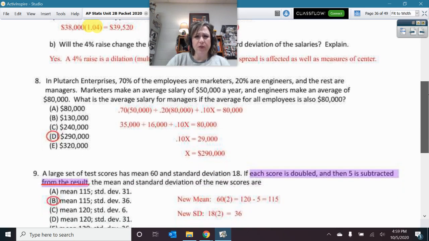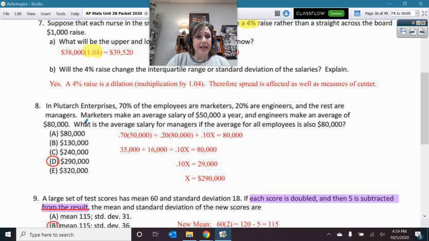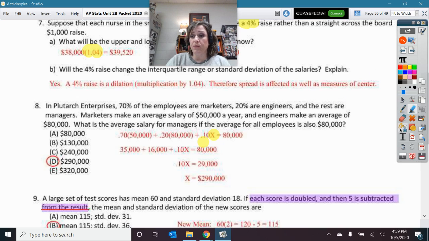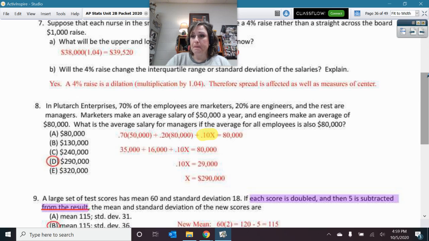All right, here we have another one with a missing item. So here we had the employees, marketers, the engineers, and the rest are managers. So you had to come up with a couple of things. One, you had to figure out that 10% is how many were managers. And you did not have their salary either. So both of those things were missing, and then you just solved with algebra from there.